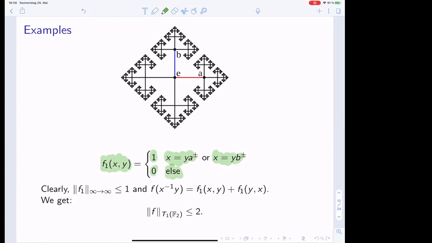And what I claim is that with this definition, it is not complicated to see that this is of norm 1 from L infinity to L infinity. Because what does it do to an L infinity function? So you have an L infinity function on the cube. This operator will just move the values outwards by 1, right? It moves the values outwards by 1, and that's clearly not changing the L infinity norm.